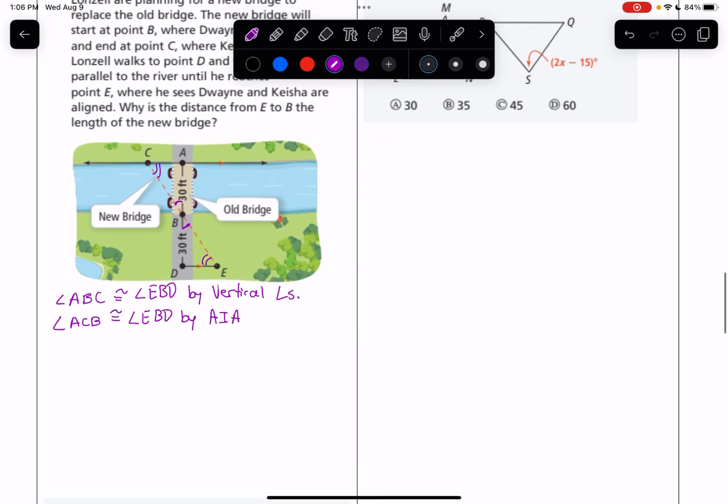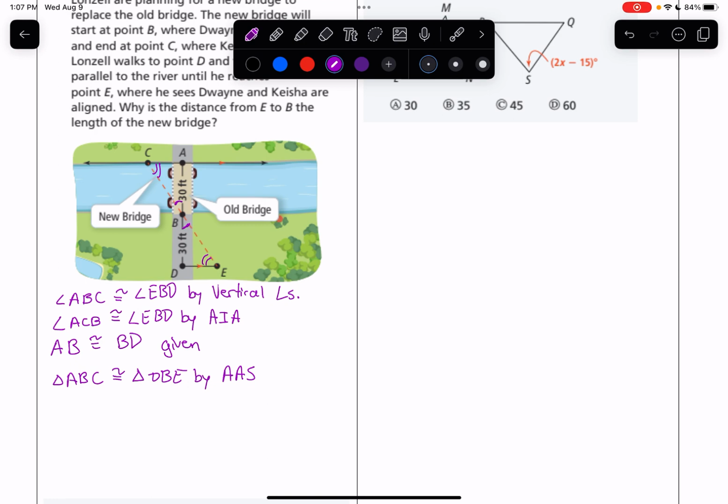I also know, because it's given, that AB is congruent to BD. They're both 30. So those are three congruencies I have, and they give me angle, angle, side congruence. It's not angle, side, angle, because these two angles don't have an included side. So triangle ABC is congruent to triangle DBE by angle, angle, side congruence.